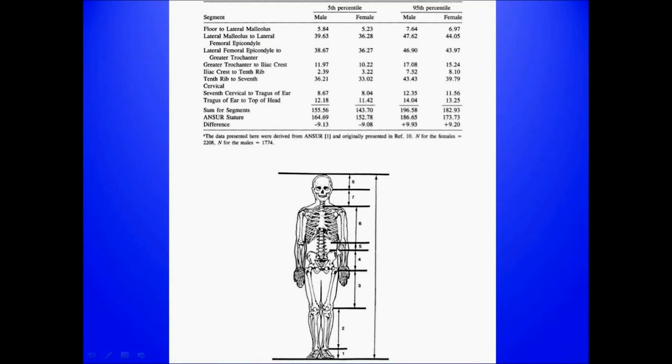How this comes into play is that we look at information from measurements of the 5th percentile of male and female and the 95th percentile of male and female, and we look at the different segments, the floor to lateral malleolus or the lateral malleolus to lateral femoral epicondyle. You can see that these are the measurements that are gathered from the data. These are the measurement points down here that relate to that.